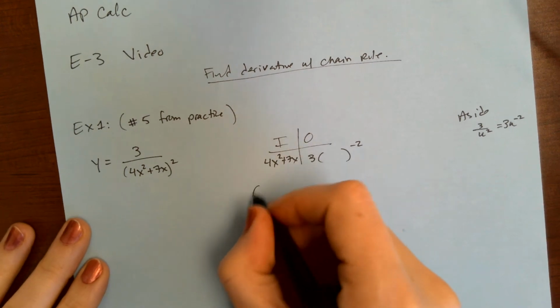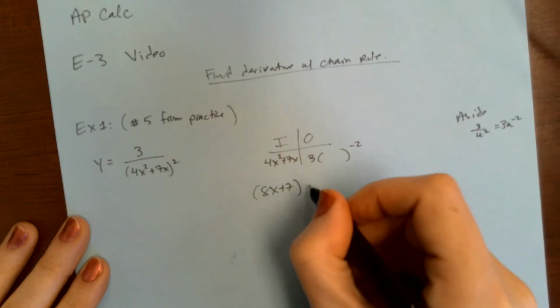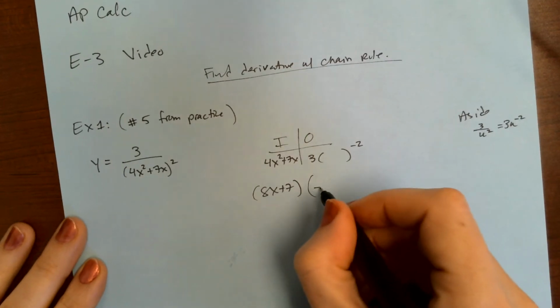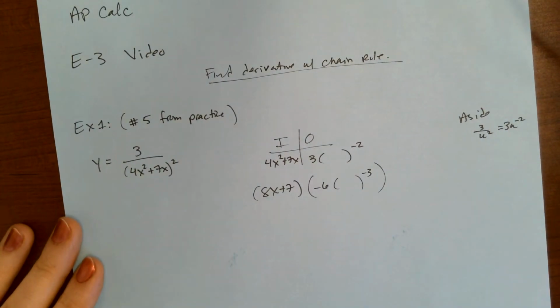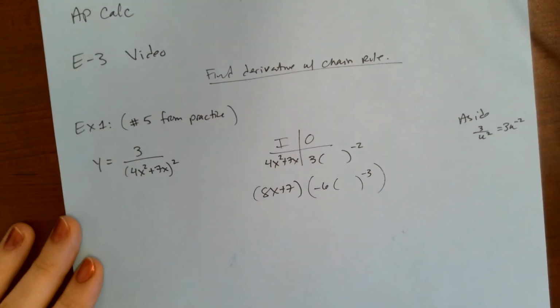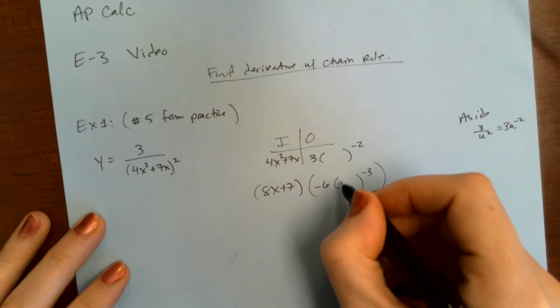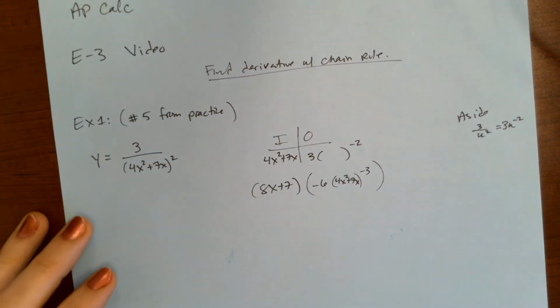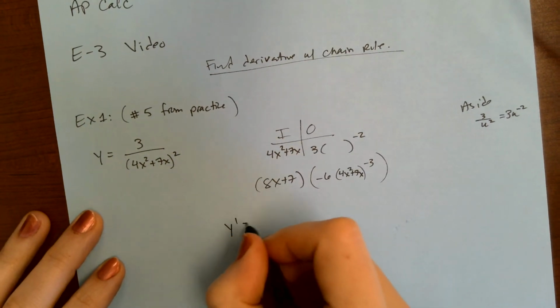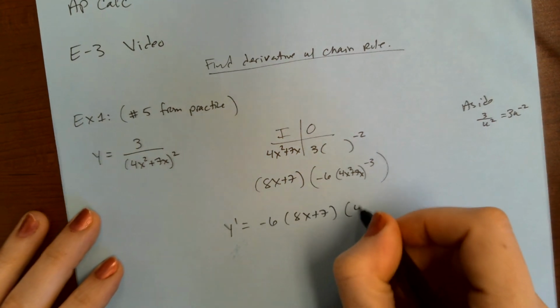All right, the derivative of the inside is 8x plus 7. And then the derivative of the outside is negative 6 blank to the negative 3. And then what goes back in the blank? What goes back in the blank is what used to be in there. So the blank remains the same from the beginning to the end: 4x squared plus 7x. All right, and then I'll just write it with the coefficient out front.